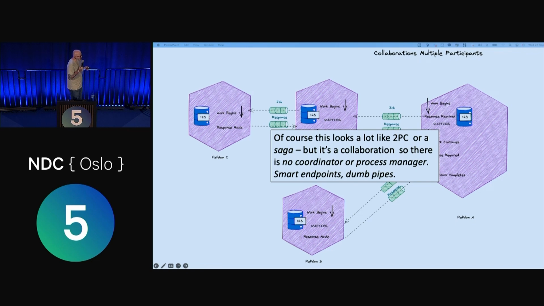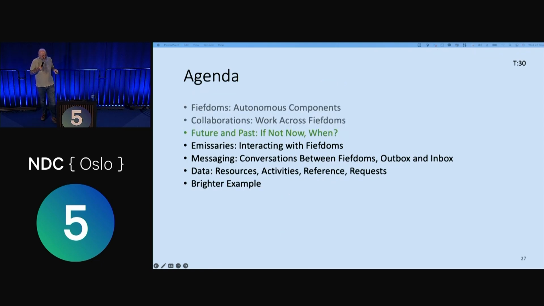So while this looks a lot like TPC, and it also looks a lot, for those of you familiar with it, something like the Saga pattern, it's important to recognize one of the big differences is there's no central coordinator. Application code running in the fiefdom is all that manages via the flow of messages what we need to do in order to make the whole collaboration work.